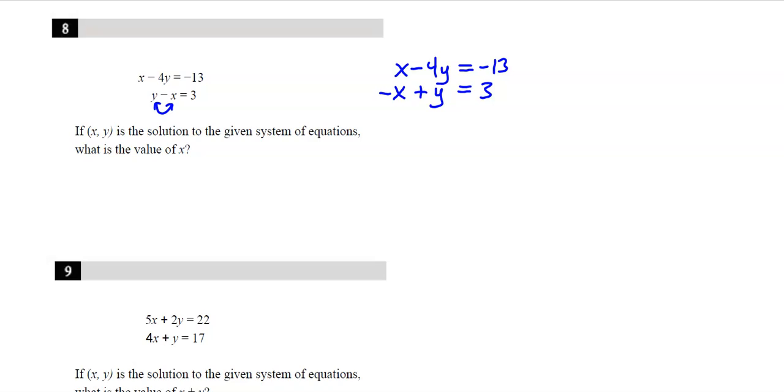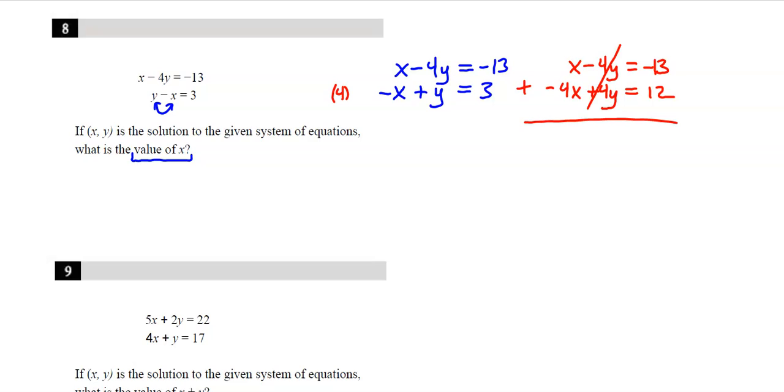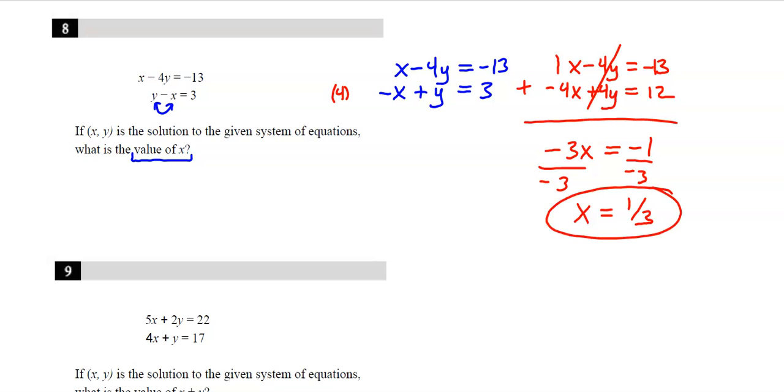Now I could add them up, but I'm going to eliminate x. And we want x. So why don't I eliminate y really quick? Why don't I multiply this row by 4? Lots of ways to do this problem, but this is just the route I'm going to go. I'm going to eliminate the y's. So I'm going to have a -4x plus 4y equals 12. Now I'm going to combine. Y's are gone. 1 take away 4 is -3x. That's a -1. Divide, divide. Doesn't come out perfect, but hey, 1/3's not too bad. We can live with that.